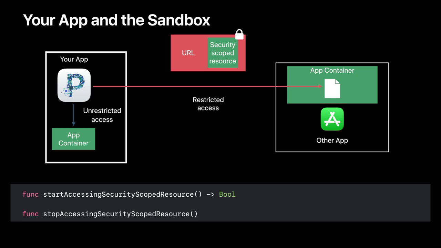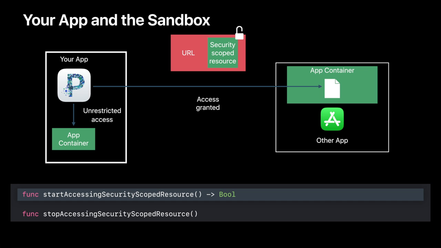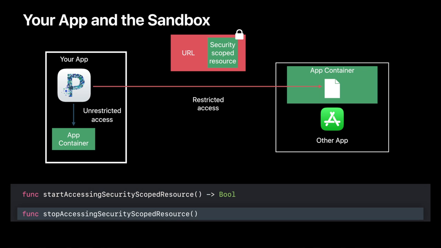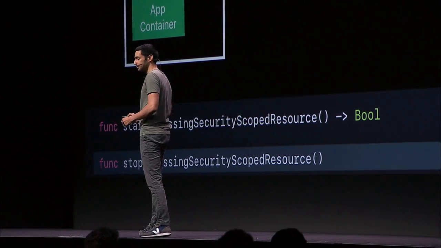We can start accessing this document using the following URL APIs. When we call start accessing security scoped resource, your app gets access to this document, and so you can start displaying or editing the document. And once you're done using the document, you should call the stop accessing security scoped resource API on that URL. And as you can see here, access is again restricted to that document.